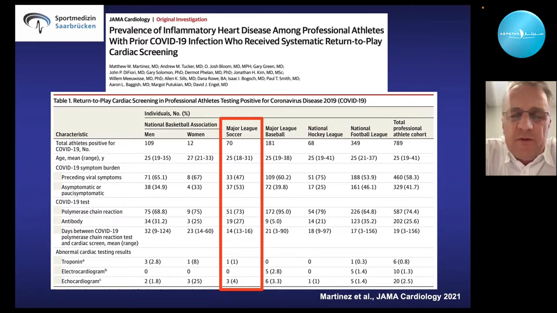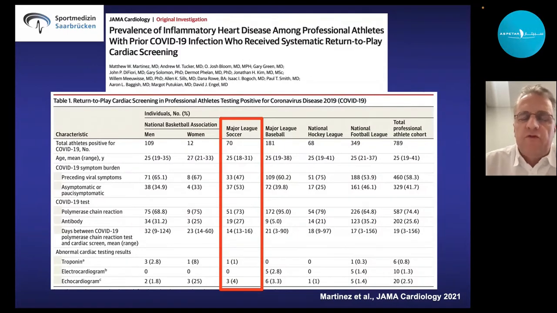Now let us focus a little bit on COVID. You may remember that in the early stages of COVID, we had a few data coming out indicating a particularly high prevalence of myocarditis in athletes after COVID-19. However, fortunately, later larger athlete samples were investigated, and probably the largest one, at least that I know, comes from the United States. As you can see in this table, it is from the four major professional leagues in the United States. I have put a red square around the soccer players. 70 of them are included in almost 800 athletes of the entire sample.